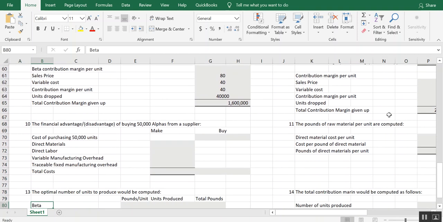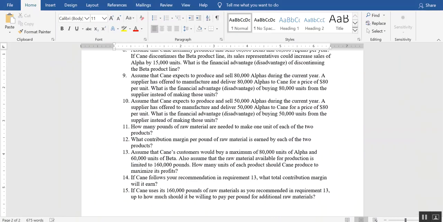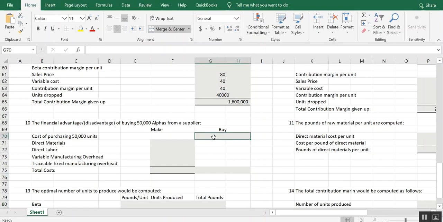Okay, let's go down to number 10. In number 10, it says, assume that Cain expects to produce and sell 50,000 alphas during the year. A supplier is offered to manufacture and deliver 50,000 alphas to Cain for a price of $80 a unit. What is the financial advantage or disadvantage of buying 50,000 units from the supplier instead of making those units? Well, we want to come back here and do that same analysis we did in number 9, but with 50,000 units. So we take $80 times 50,000 and we get $4 million.